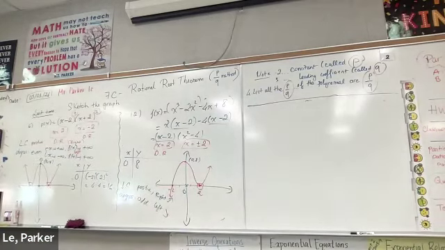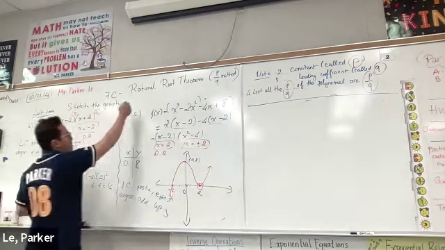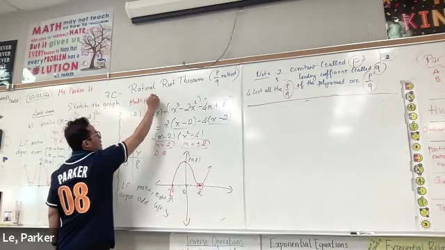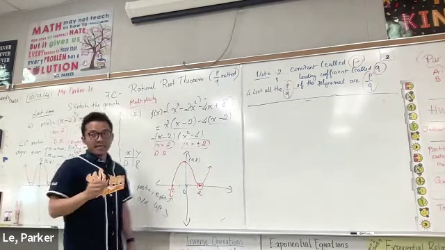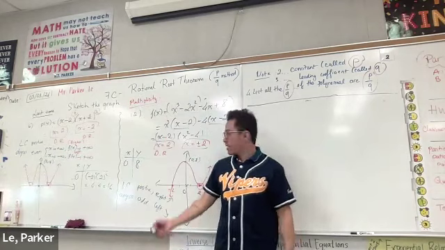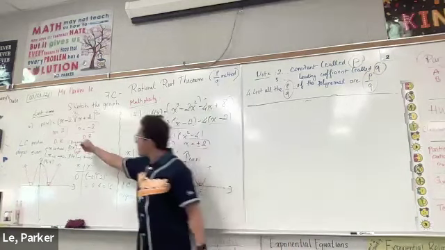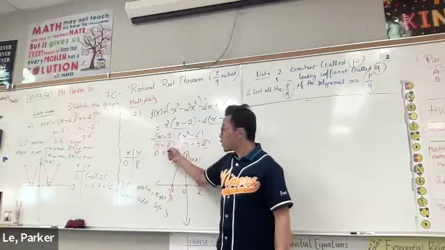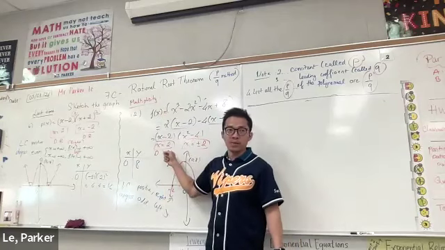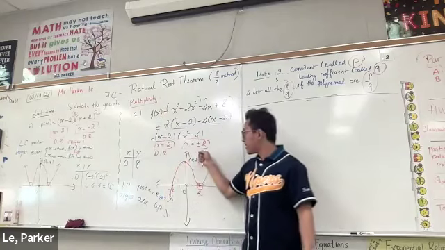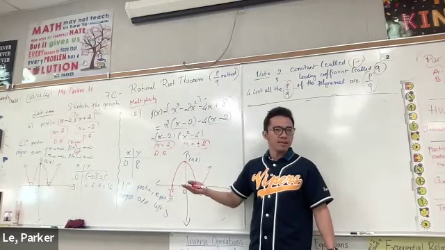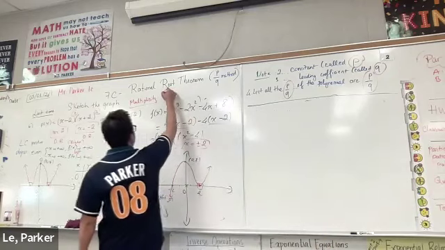So for double root, I want to also introduce the word multiplicity. Multiplicity just means how many times a root is repeated. The multiplicity of the 2 is 2. The multiplicity of the minus 2 is 1. It's just how many times you see that root.